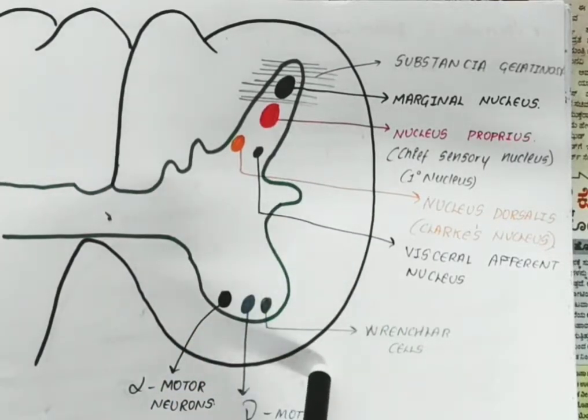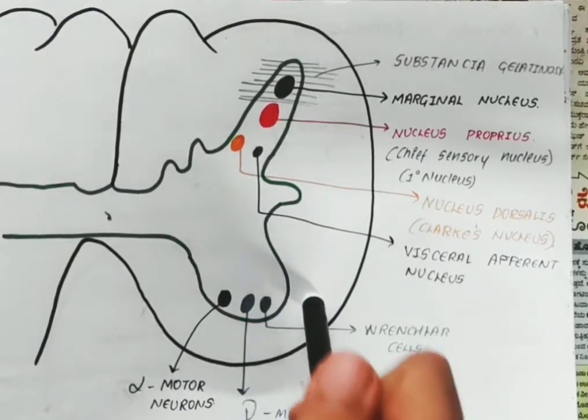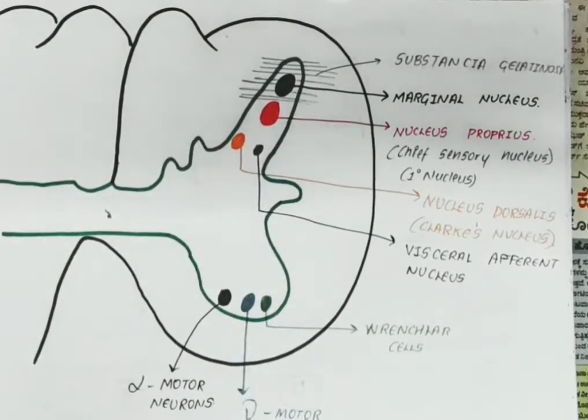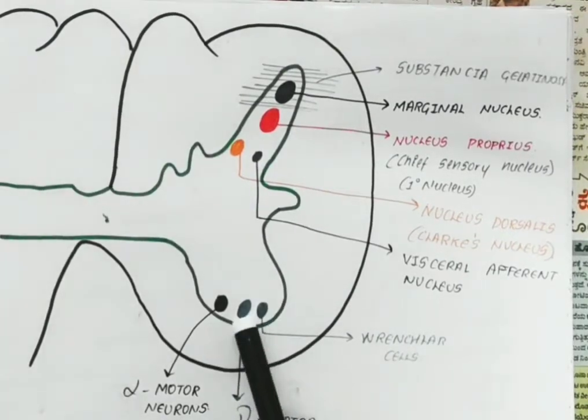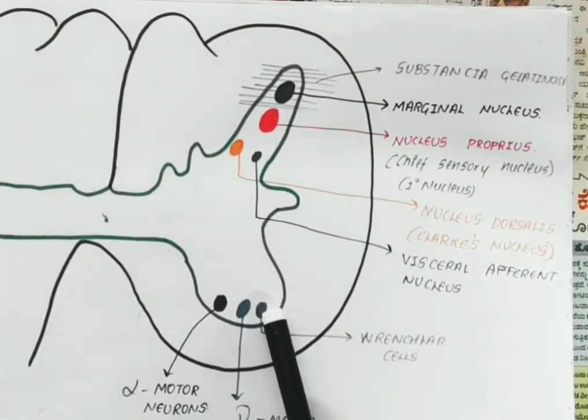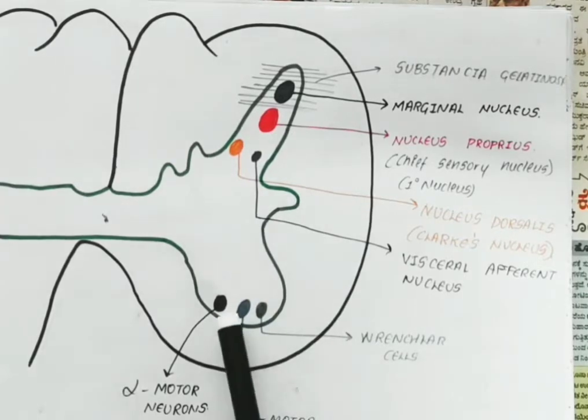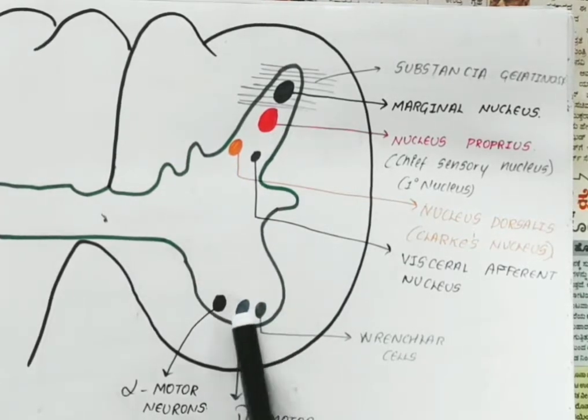If you look at the horn cells, you can see three types of neurons. The first one is known as the alpha motor neurons, the second one is known as the gamma motor neurons, and the third one is the Renshaw cells. Alpha motor neurons, gamma motor neurons, and the Renshaw cells.